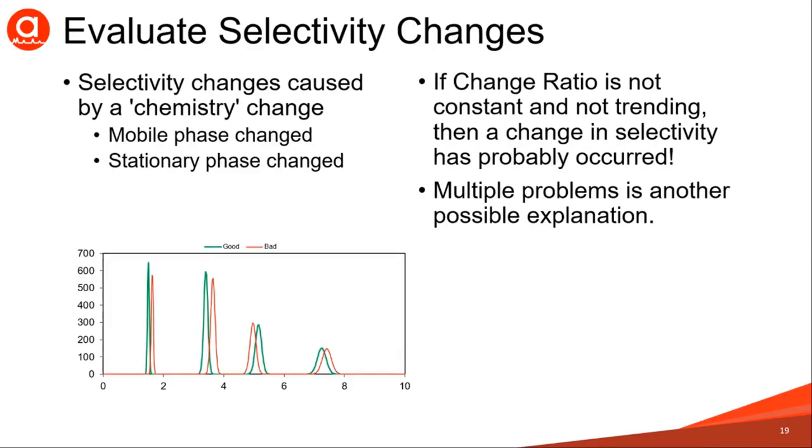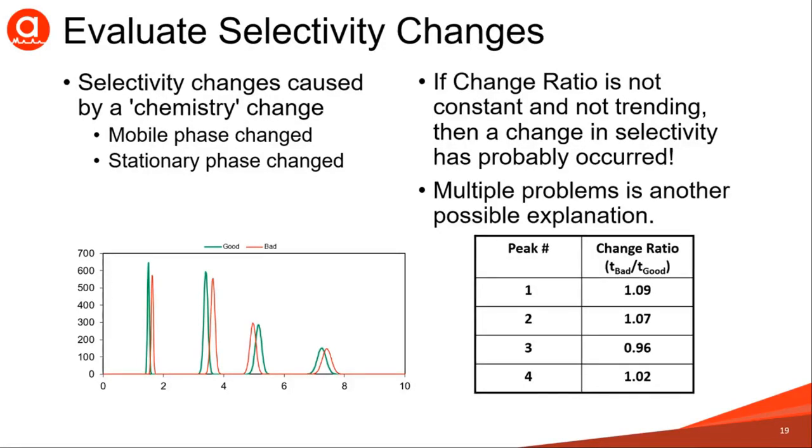Of course, there are other problems that could cause this as well, but normally we will say selectivity is one of the most likely changes. So this would be the change ratios in this particular example. You can see that the first two peaks elute later in the bad example. The third peak does elute earlier, and then the fourth peak elutes a little bit later. Clearly, there is no pattern in the retention times.